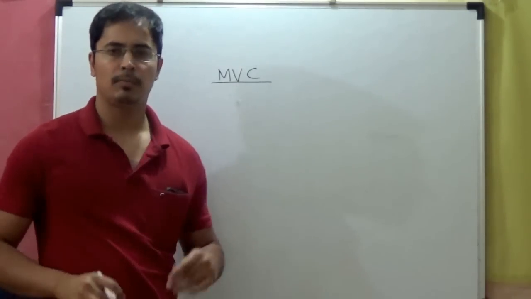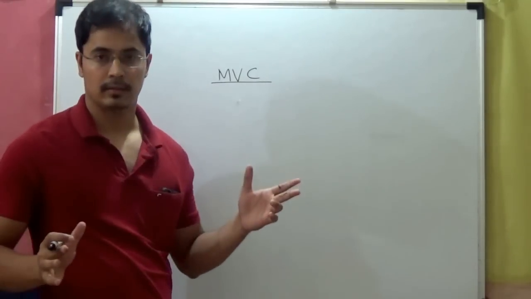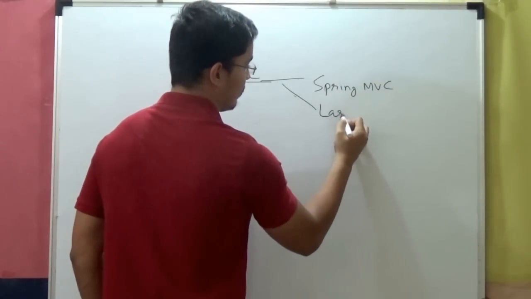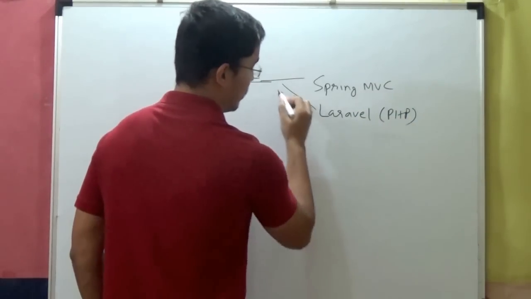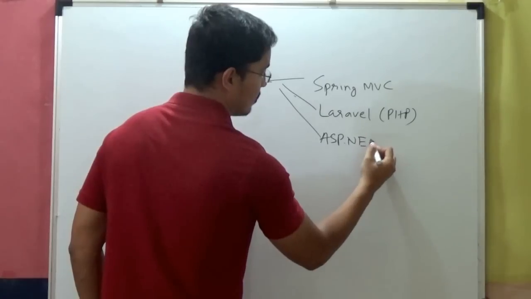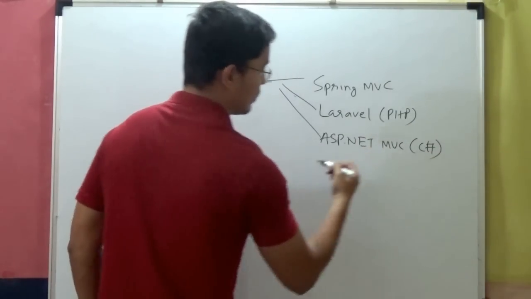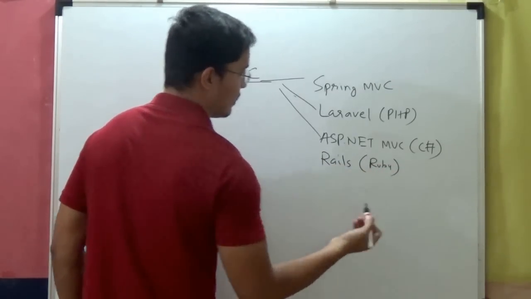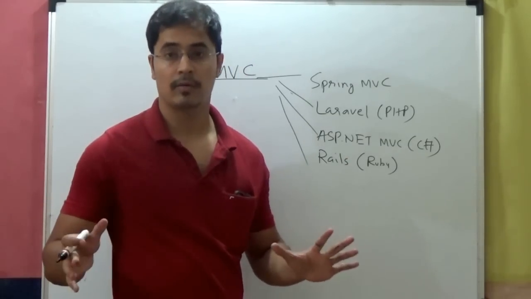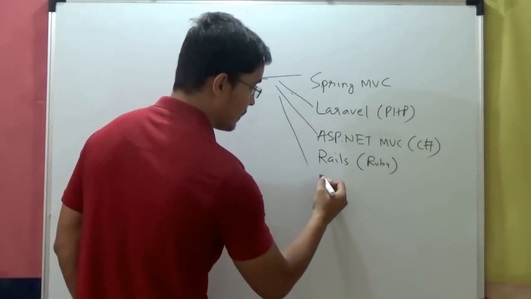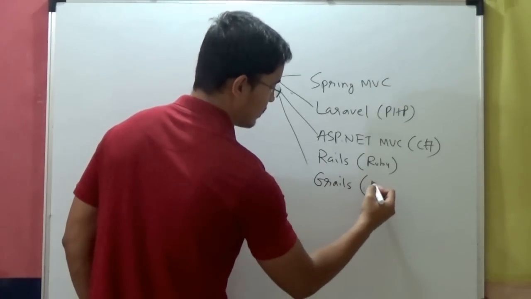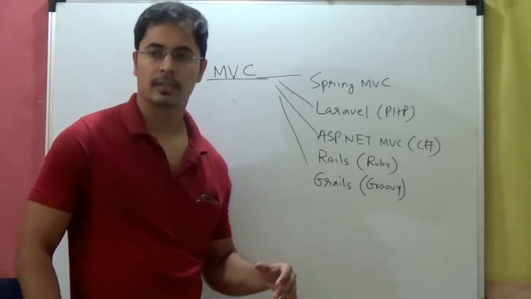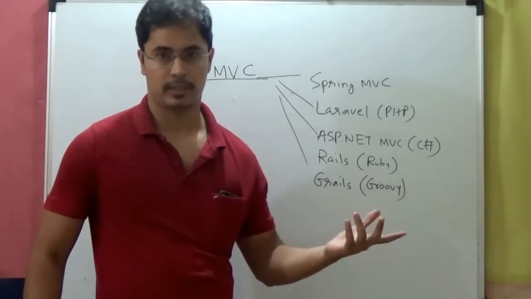In general, most of the popular web development frameworks use the MVC pattern. Some examples would be Spring MVC, Laravel, which is based on PHP, ASP.NET MVC, which uses C#, then you have Ruby on Rails, which uses Ruby. And what we are going to use for the demonstration of our design principles coding is Grails, which is a Java-based framework which uses a language called Groovy. It is very similar to Java. So all these frameworks use the MVC design pattern or MVC architecture, right?